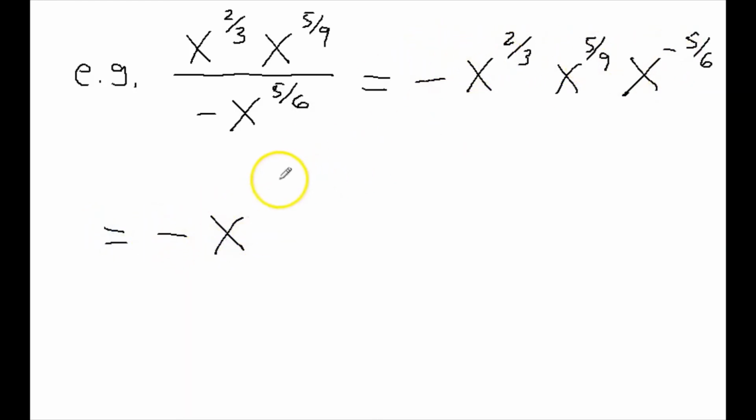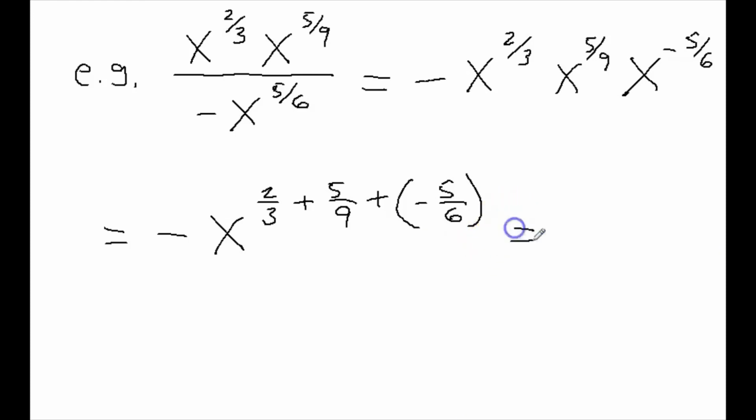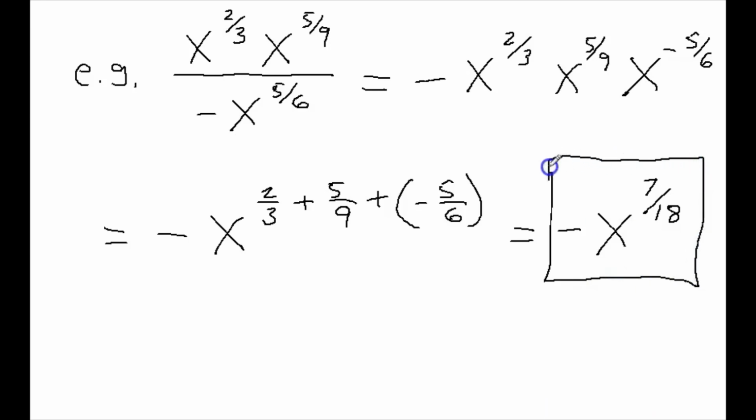Okay, so what I'll have here is negative x. I've got 3 exponents here. I get to add them. So 2/3 plus 5/9 plus negative 5/6. How does that look? You see how I'm adding those exponents? Okay, so the negative is still there. Don't forget about that. That'll be negative x to the 7/18 power. Okay, so that's the answer he wants. Negative x to the 7/18 power.